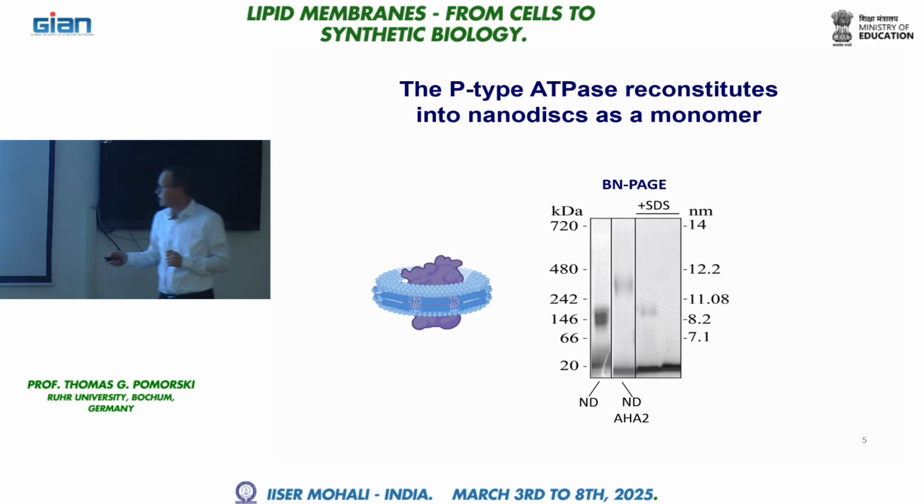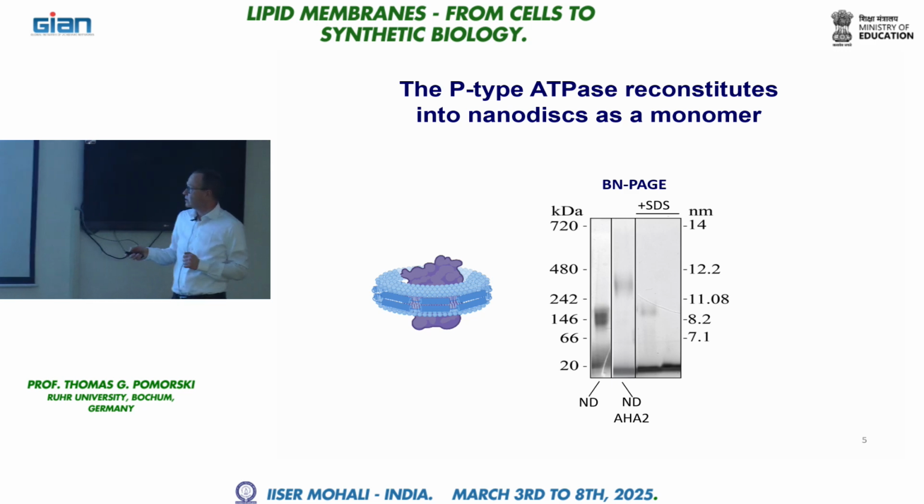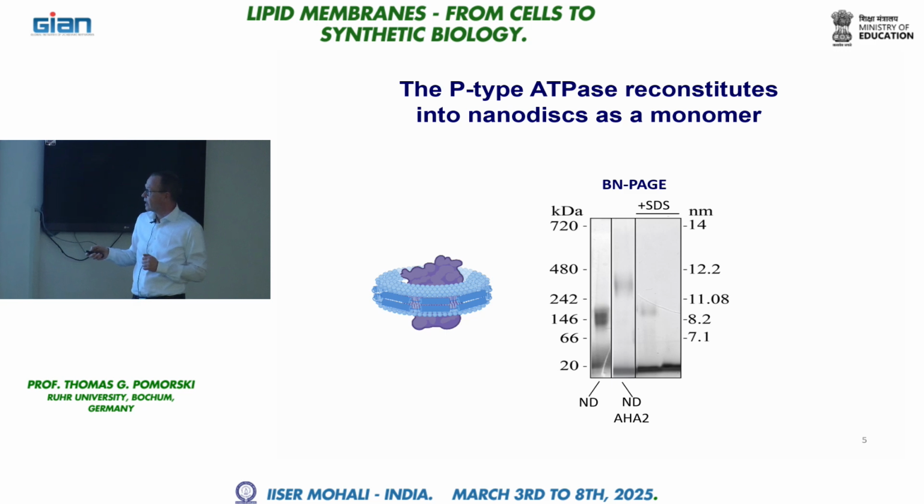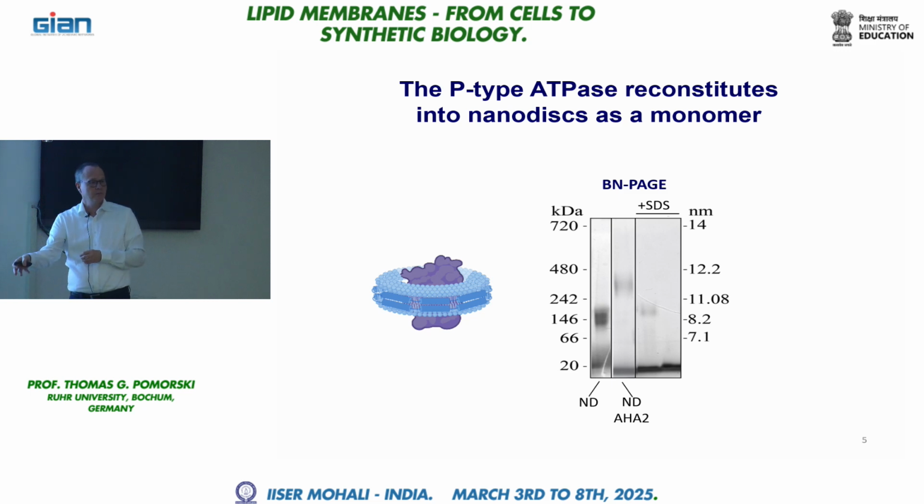And what you see is basically that in the nanodiscs, you have basically here very heavy nanodiscs, and under non-denaturing conditions, the original protein is actually a dimer, but it reconstitutes in the nanodiscs as a monomer. So you start with a purified protein that is actually a dimer, but when you reconstitute it under very strict conditions, you can reconstitute it as a monomer, and the protein is still active.